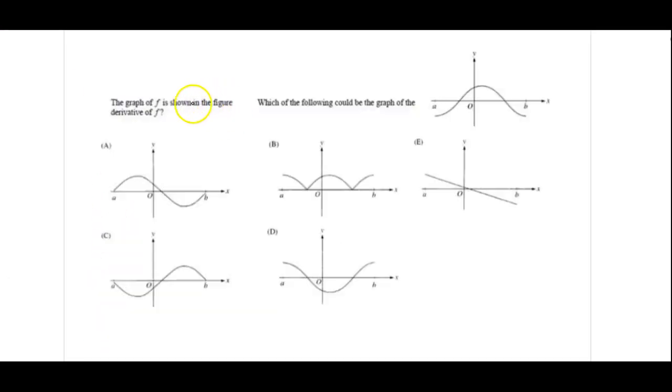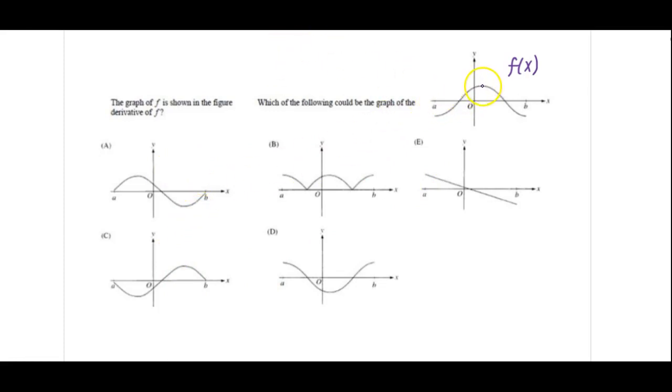Alright, let's go ahead and do an AP matching one. The graph of f is shown in the figure, so this graph right here is f of x, and which of the following could be the graph of the derivative of f? Sorry for the weird gap. So this is the graph of f, and all of these are potential graphs of the derivative. So which one is actually the derivative?